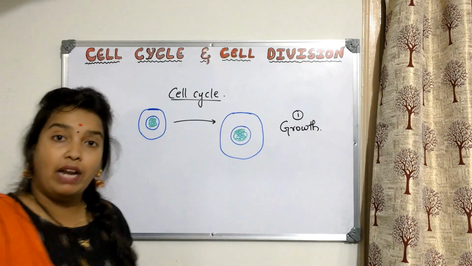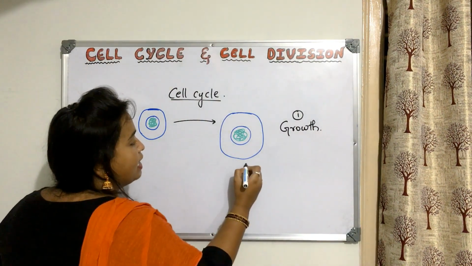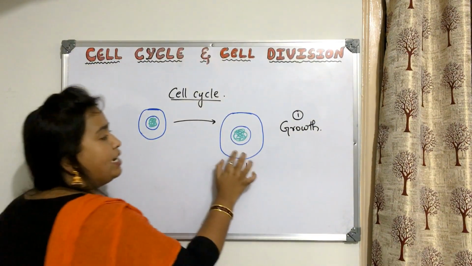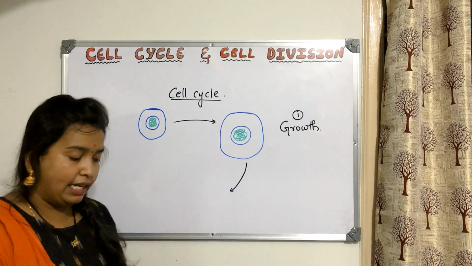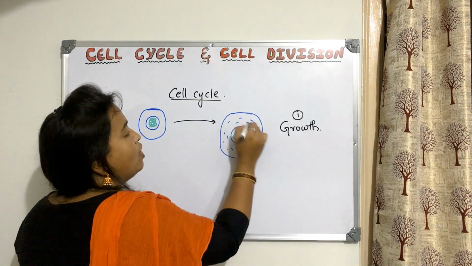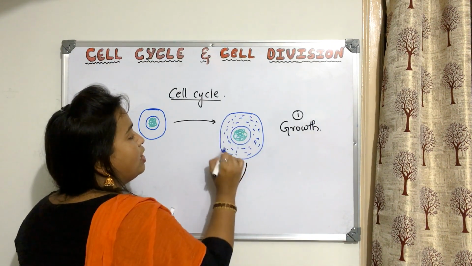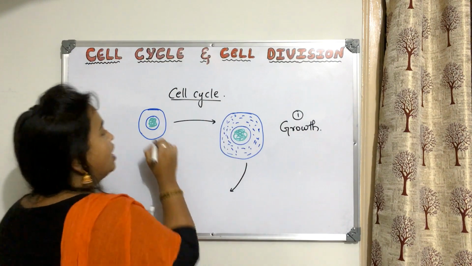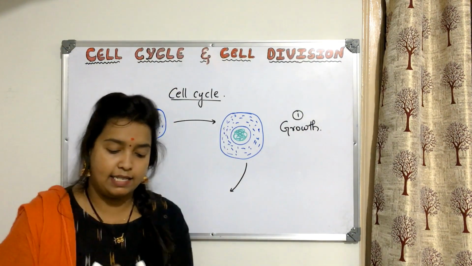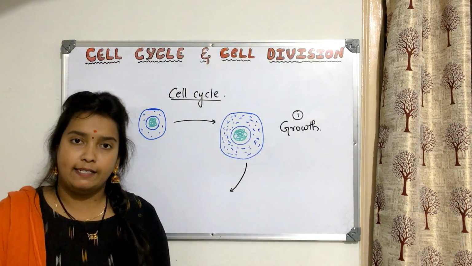Now after this what will happen? The next step after this is, as I told you, the cytoplasmic content will increase. All the cellular organelles also will increase. It was only a few here. Now you can see so much increase here. The amount of all the cytoplasmic contents has increased.